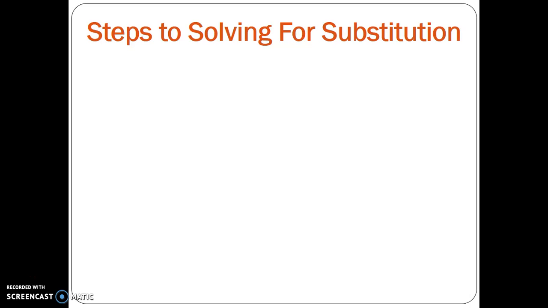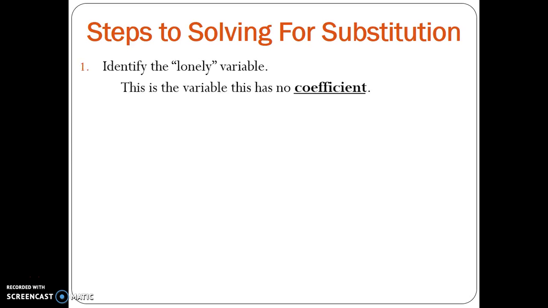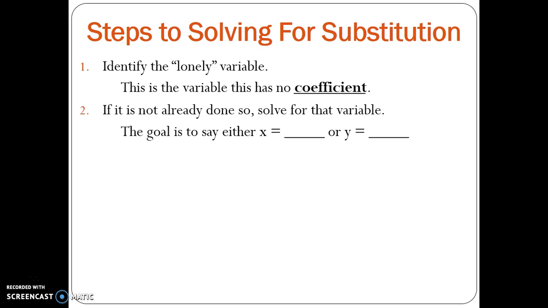So here are the steps for solving by substitution. First step, identify the lonely variable. This is a variable that has no coefficient. Remember that a variable with no coefficient has a coefficient of 1. So we want a coefficient of 1 before we can do anything else. Step 2, if this is not already done, we're going to solve for that variable.